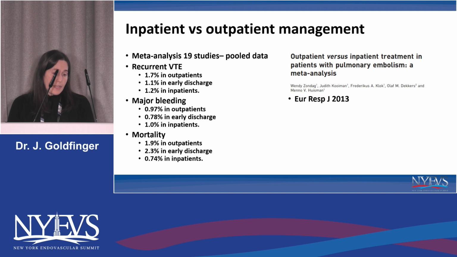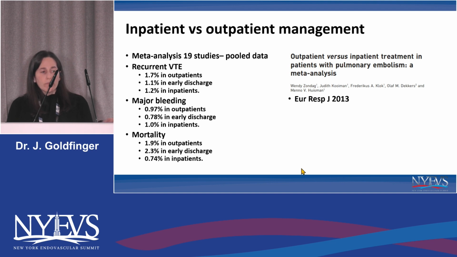And the big study looking at inpatient versus outpatient was a meta-analysis of 19 studies. The important thing to realize on this one is it was not 19 studies that compared inpatients and outpatients. It was 19 studies, some of which were outpatient, some of which were inpatient, and they just pooled all the data for 2,000 total patients. They saw no difference in recurrence, inpatient or outpatient, no difference in major bleeding, inpatients or outpatients, but there was a higher mortality in people who were not admitted to the hospital with a PE.